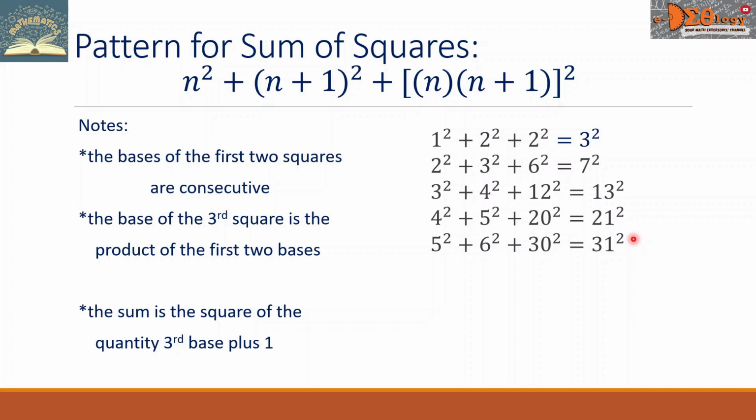Then we will square. Last example, 6 square plus 7 square plus 42 square. The 6 and 7 are consecutive. 42 here is the product of 6 and 7. And finally, the answer is 42 plus 1, 43. Then we will square.